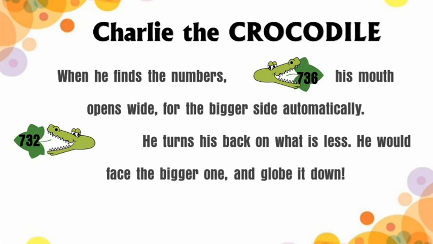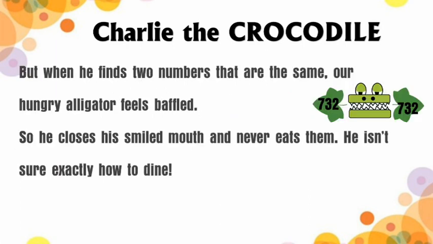When he finds the numbers, his mouth opens wide for the bigger side automatically. He turns his back on what is less. He would face the bigger one and gobble it down. But when he finds two numbers that are the same, our hungry alligator feels baffled. So he closes his small mouth and never eats them. He isn't sure exactly how to dine.